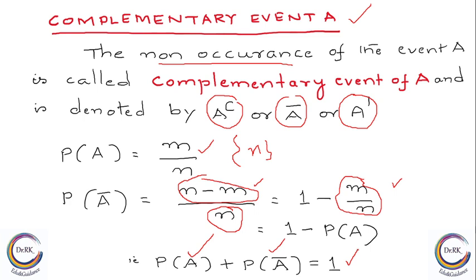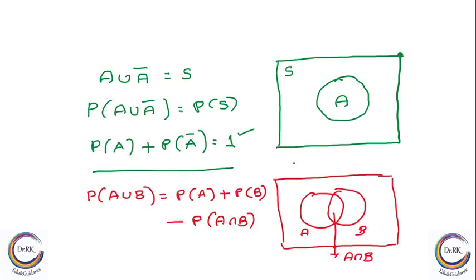In some of the examinations this can be asked: prove that P of A plus P of A complement equals 1. We can prove it by taking the basic definitions of P of A and P of A complement. Or we can prove this in another way. Let us have another look.